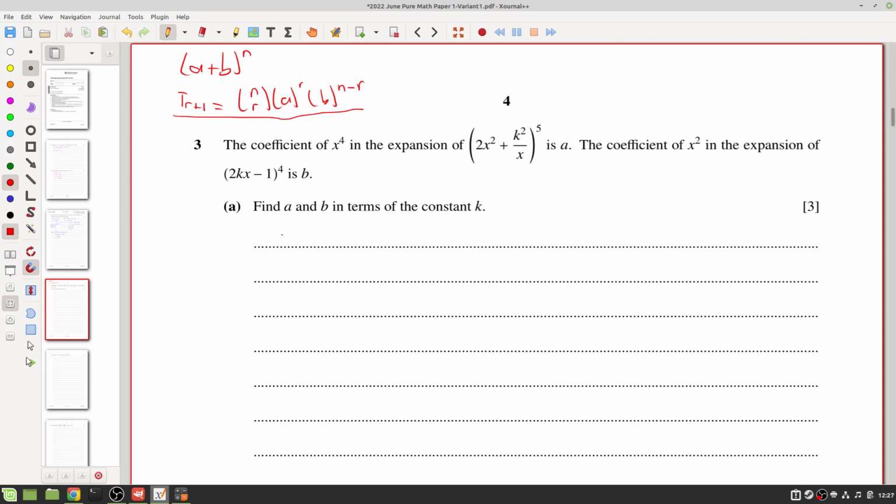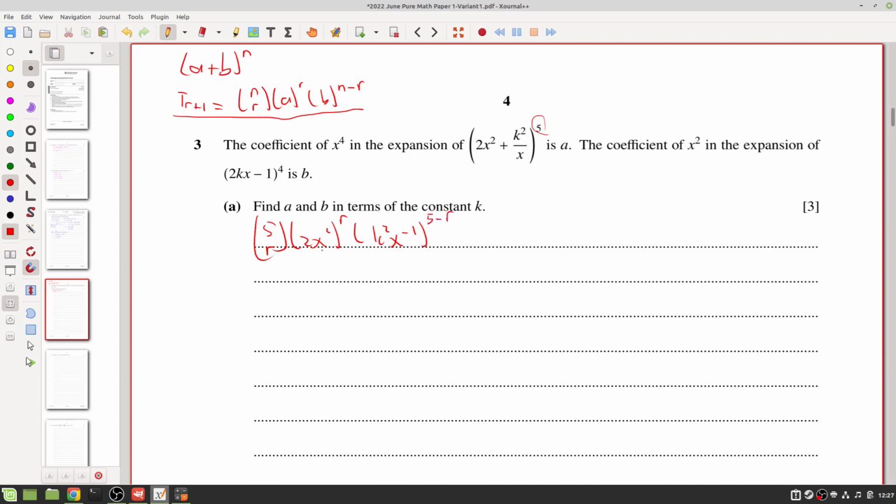Okay, so we're looking for the x to the power 4 term, the coefficient of that. So we're going to say it's n choose r. So n is our 5 here, right? That's our n. So n choose r, the first term, so that's 2x squared, to the power r. And then the second term, which is k squared x to the negative 1. So I just took the x up to become negative 1 here. And that's to the power n minus r.